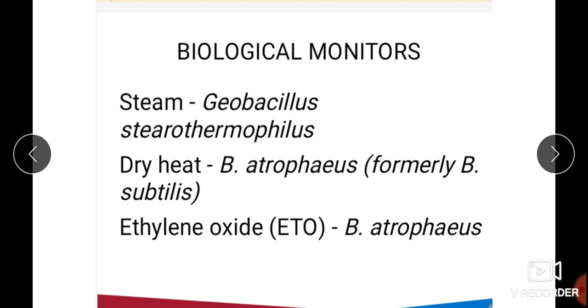For dry heat, spores of Bacillus atrophaeus are used. Formerly, it was Bacillus subtilis. For sterilization by ethylene oxide or ETO, the monitor is also Bacillus atrophaeus.